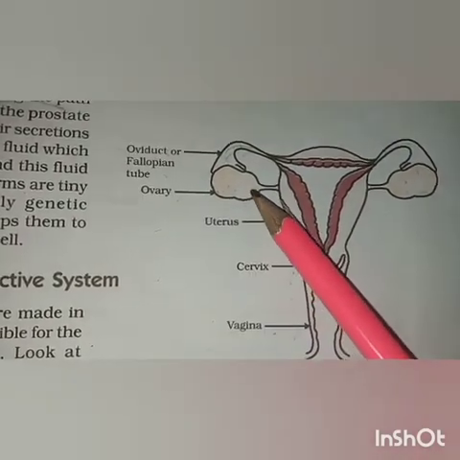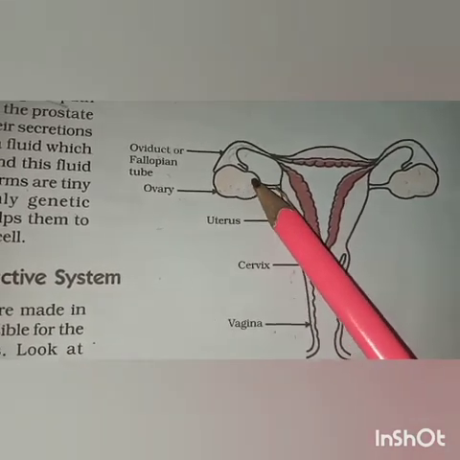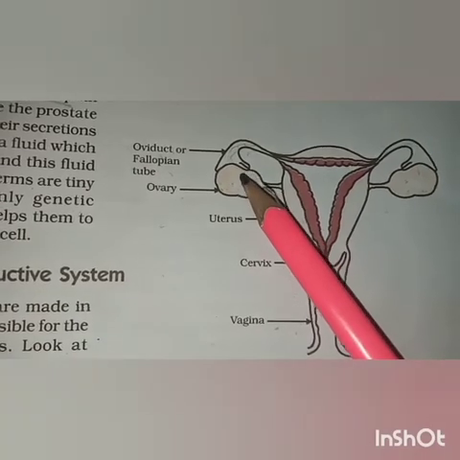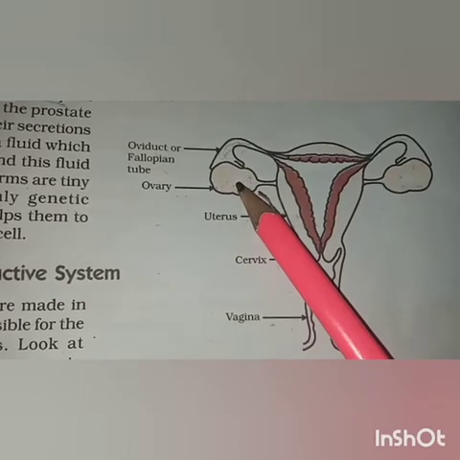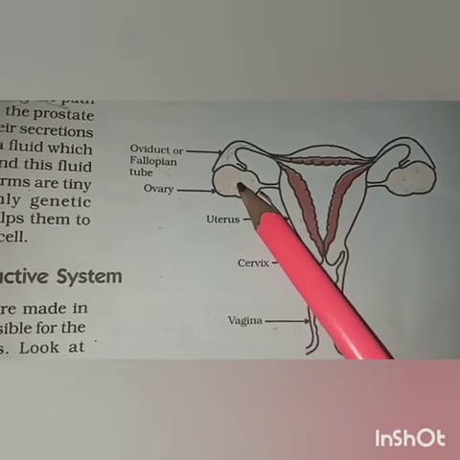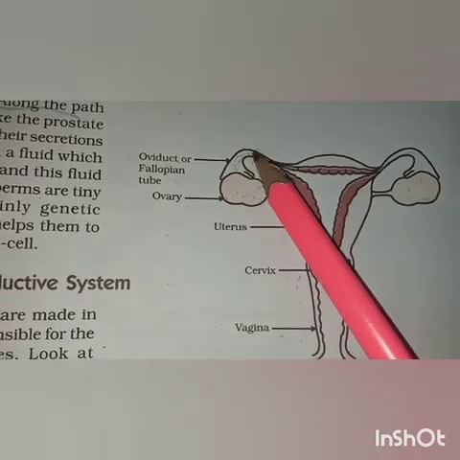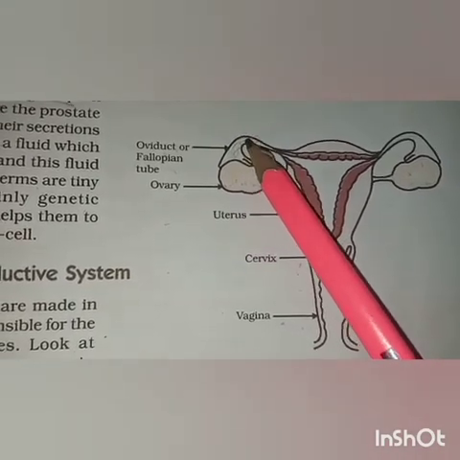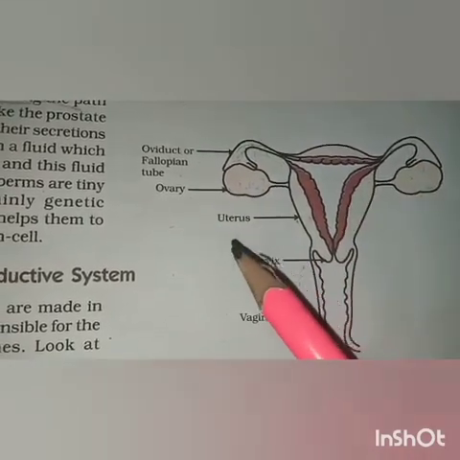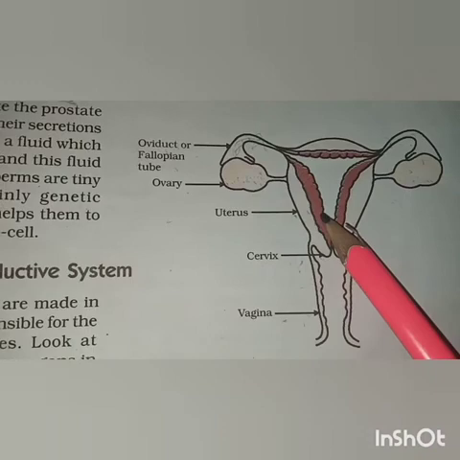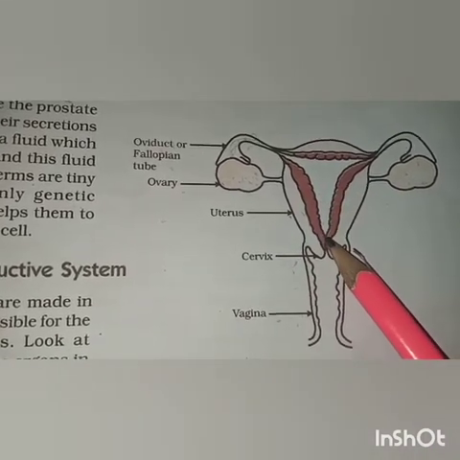The function of the ovary is to produce mature ova. And the ovary also releases the female hormone called estrogen. The fertilization of male gamete and female gamete takes place in the oviduct or fallopian tube. Then the function of the uterus is embryonic development.